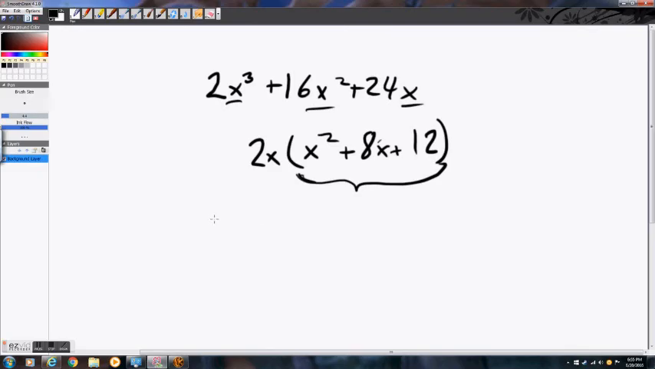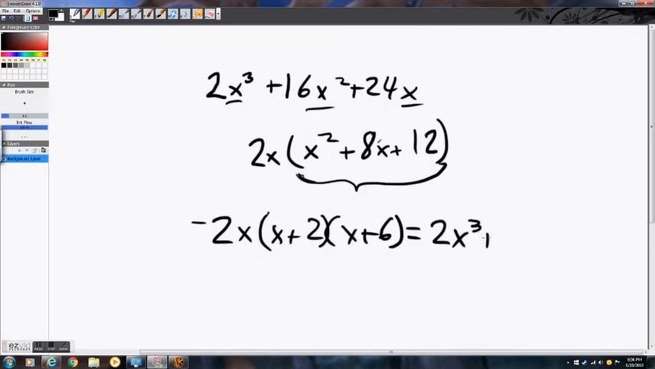And that is just the same thing we've been doing before. They're both positive. Same sign, positive number. Factors of 12: 1 and 12, then 2 and 6. 2 and 6 add up to 8. So x plus 2 times x plus 6. And that is our factored form.